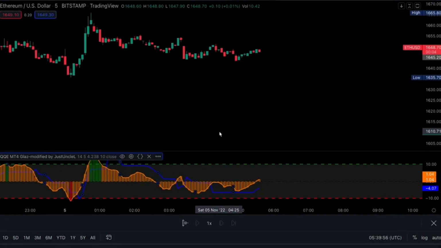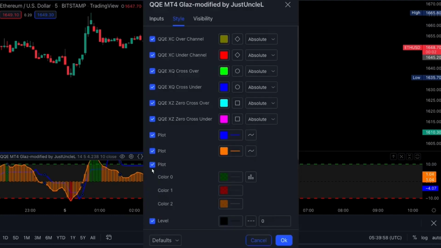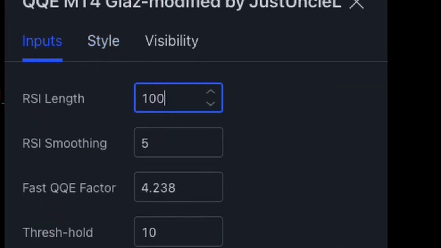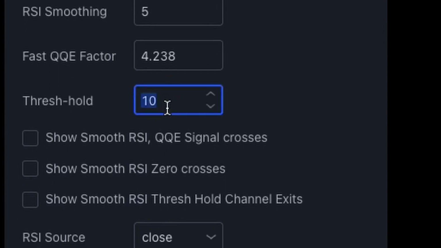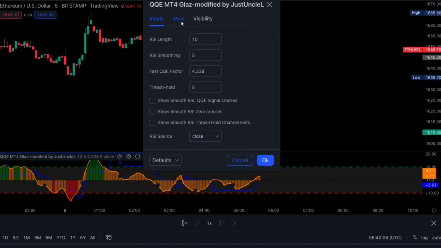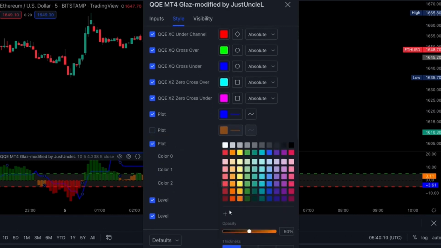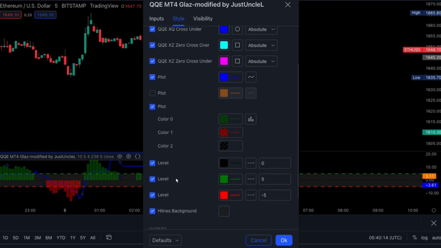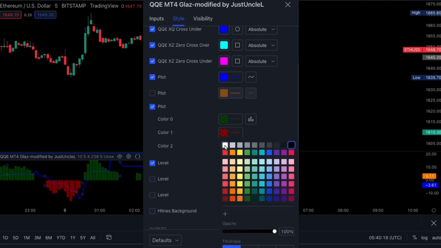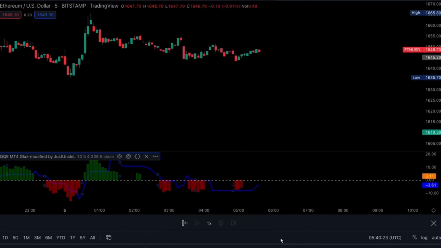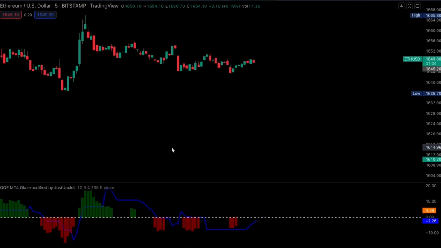Okay, now it's added to the chart, let's change some settings on it. So double click on it, and in the input section, let's change the RSI length from 14 to 10, and then change the threshold from 10 to 5. Now head over to the style section and hide these options. And just like that, the first indicator is set up.